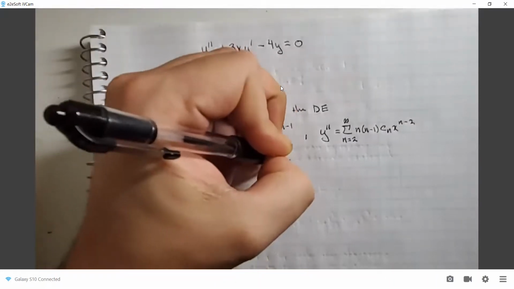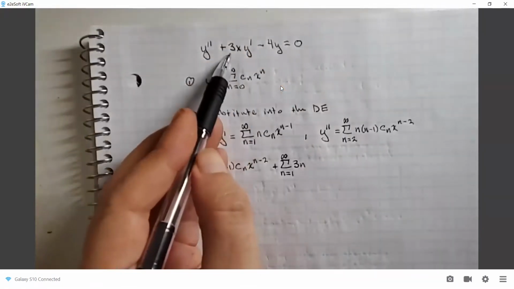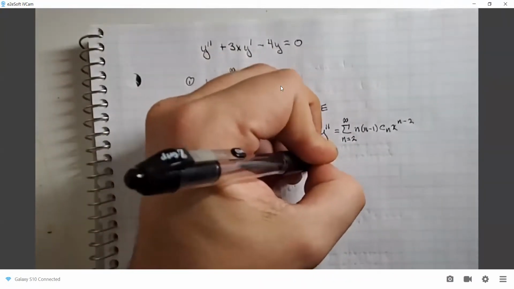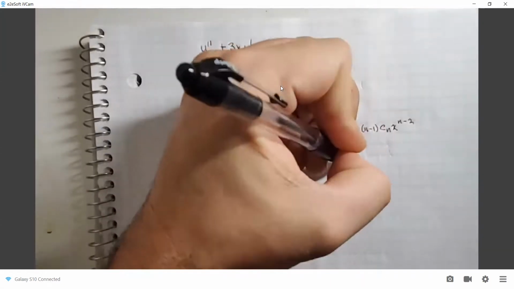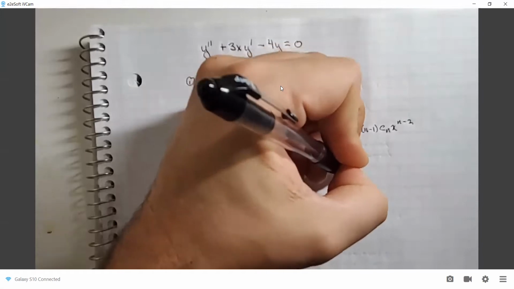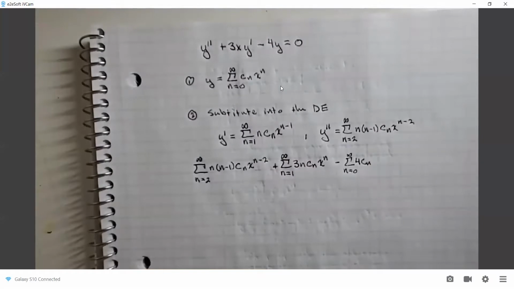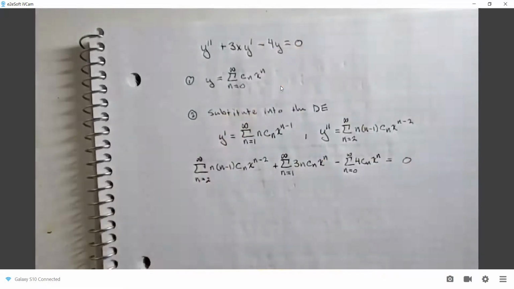So this would be n goes from 1 to infinity of 3n, because that was where this 3 went, and then Cn, and then x to the n. Cool. And then minus 4y. So that would be minus the sum from n goes from 0 to infinity of 4 Cn x to the n. And then that is all supposed to be equal to 0, right?